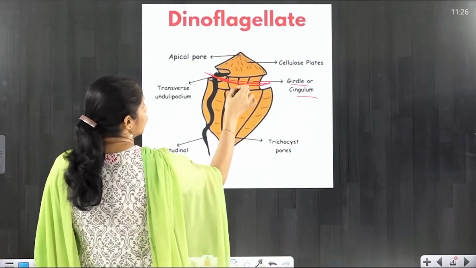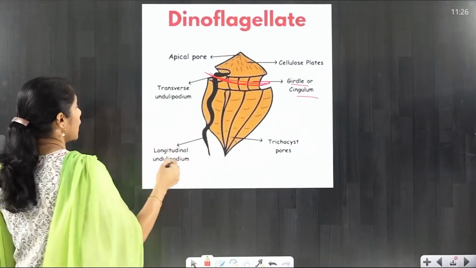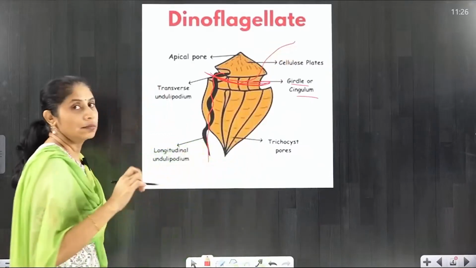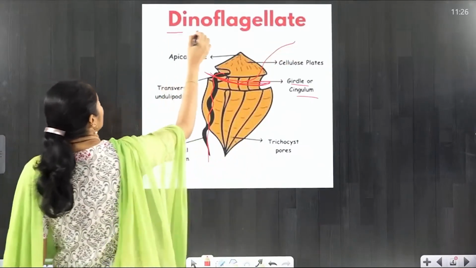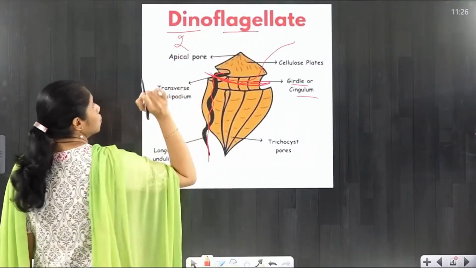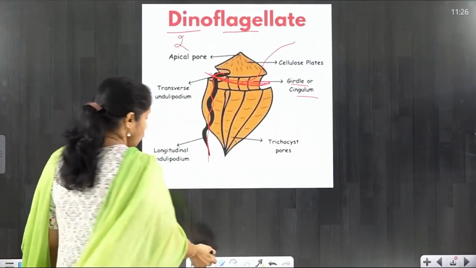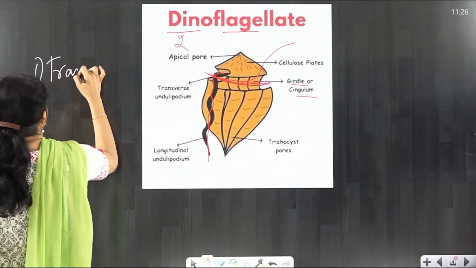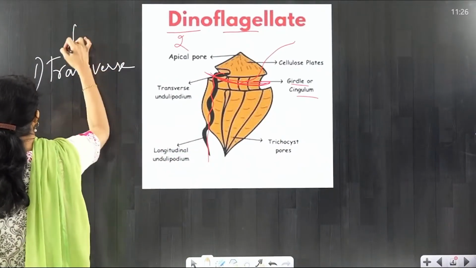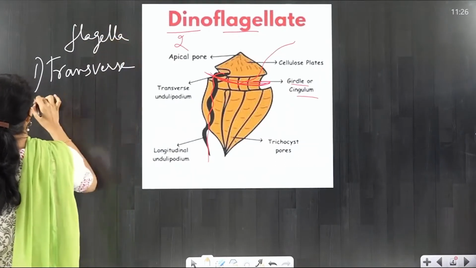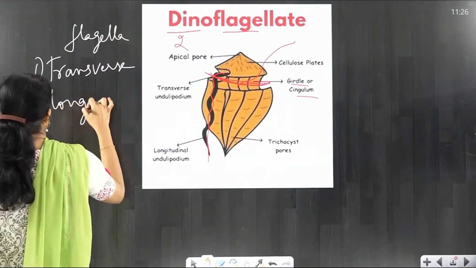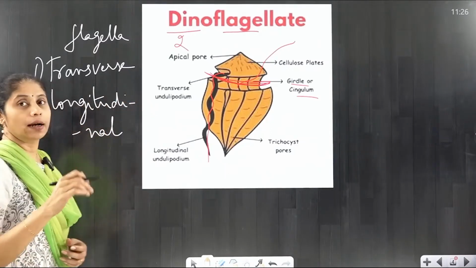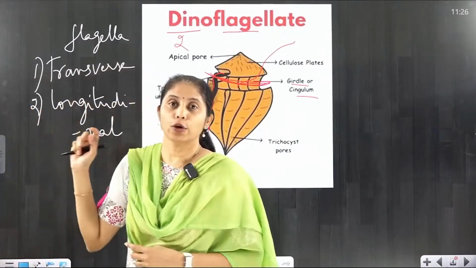And in this groove, you will have two flagella. One flagellum is longitudinal. It will be like this. One flagellum will be the transverse flagellum. Two flagella are there. That is why they are called dinoflagellates. Dino, di means two, having two flagella. So one is the transverse flagellum. Another one is the longitudinal flagellum. So, as they contain two flagella, these are called dinoflagellates.